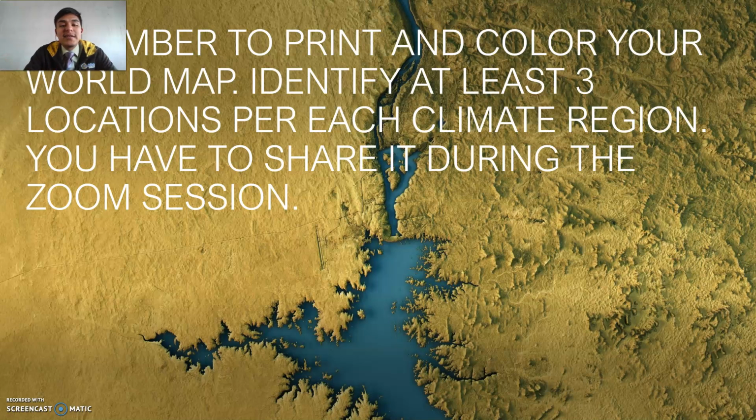All right, and this is just a reminder about the activity that you need to complete today. Remember to print and color your world map. Identify at least 3 locations per each climate region. You have to share it during the Zoom session. So, of course, in your world map, you can identify 3 regions that are part of the temperate zone. You can identify other 3 sections that are part of the polar zone, and so on and so forth. Remember to have it ready for the Zoom session, because you have to share.